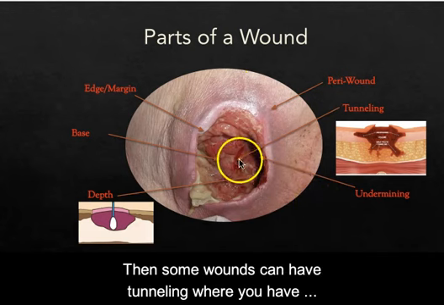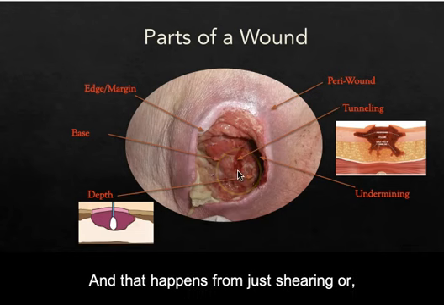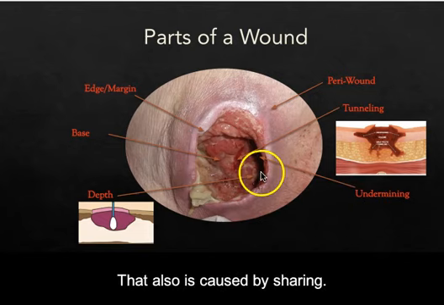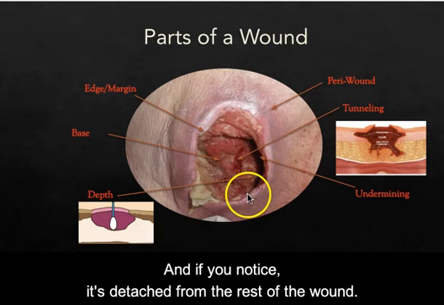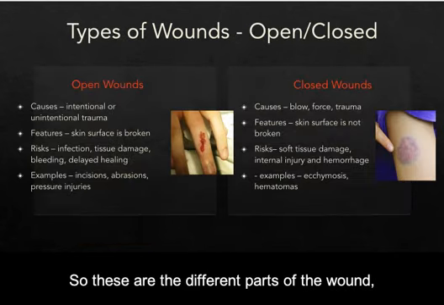Then some wounds can have tunneling, where you have these little tiny tunnels in the middle of the wound, and that happens from just shearing or friction. Then we have undermining, that also is caused by shearing. And if you notice, it's detached from the rest of the wound. So these are the different parts of the wound.